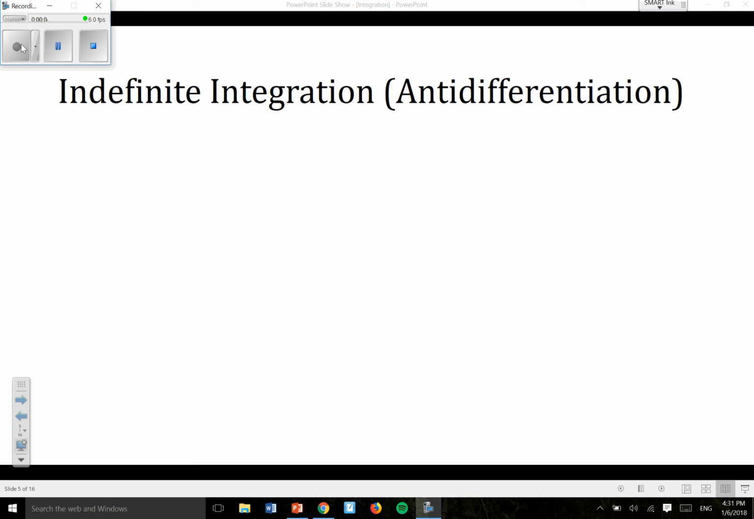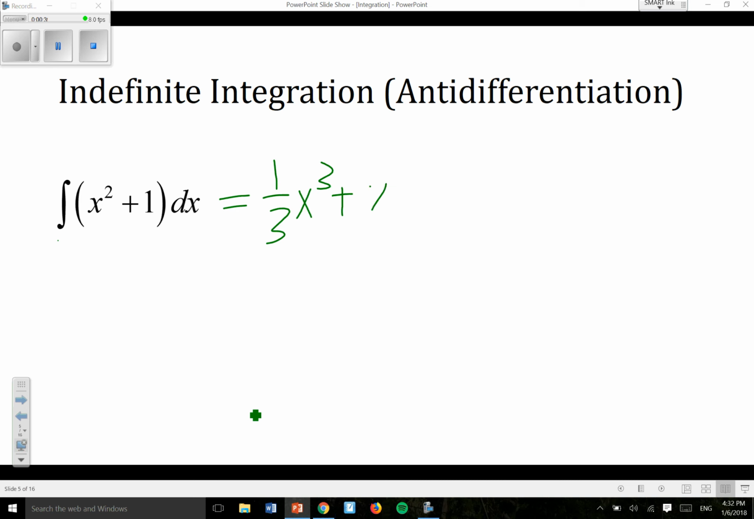Because of the relationship between anti-differentiation and area under a curve, we started just using the integral sign to mean anti-differentiation if there are no bounds on the integral. So indefinite integration, anti-differentiation, same thing. For example, if we are trying to anti-differentiate x squared plus 1, we can just use anti-power rule, add 1 to our exponent, get x cubed, multiply by the reciprocal. 1/3 x cubed, antiderivative of 1 is x, and of course don't forget your integration constant plus c.